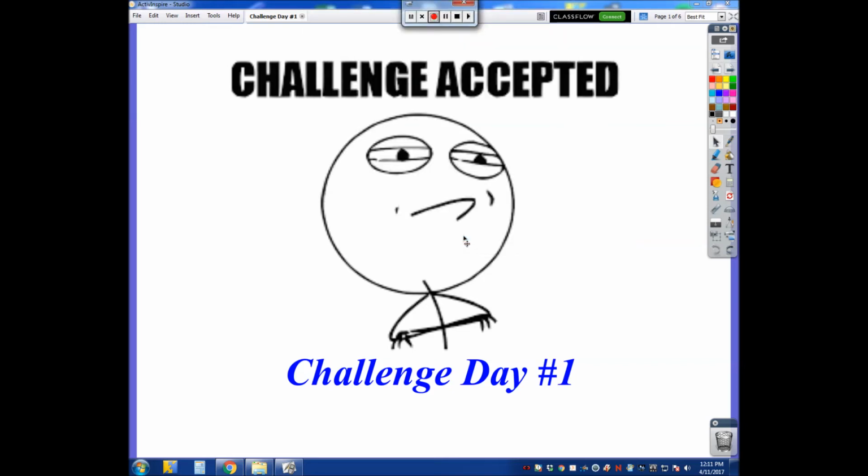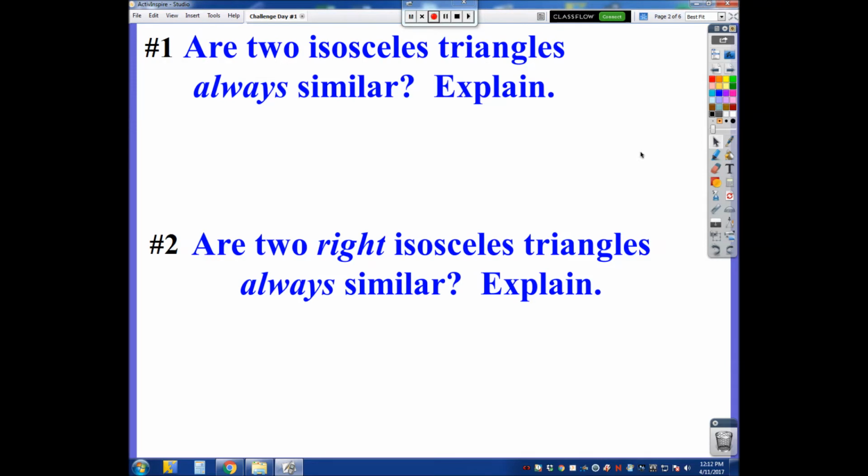Challenge day number 1. First two problems: we're going to determine if certain types of triangles are similar, or always similar, to each other. Sure, some triangles could be similar, but will they always be similar?